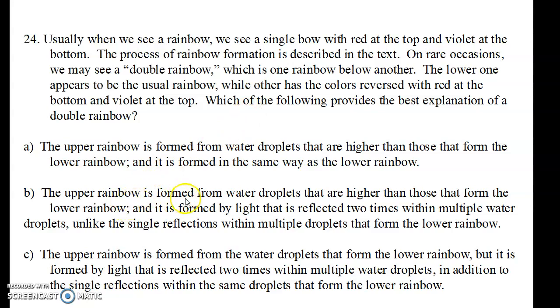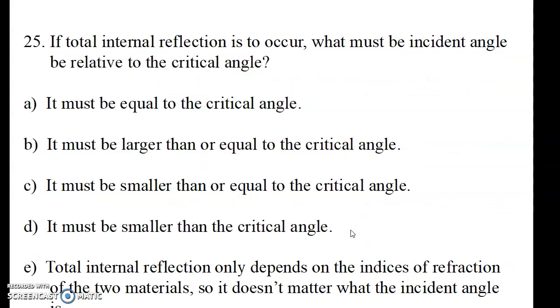The upper rainbow is formed from water droplets that are higher than those that form the lower one. It is formed by light that is reflected 2 times within multiple water droplets, unlike single reflections within multiple droplets that form the lower rainbow.